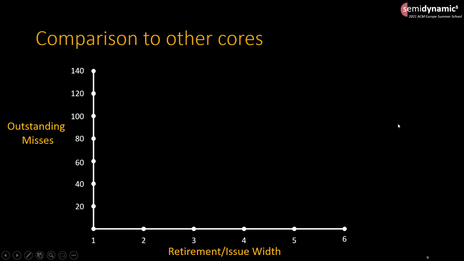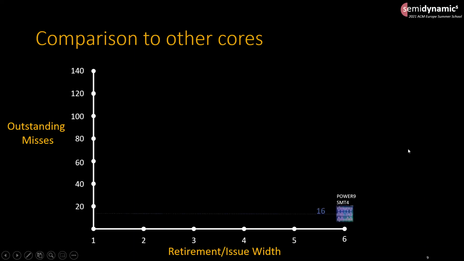Okay, so let's compare with other cores. In this chart, I'm showing you the issue width of cores. Our cores are 2 wide, so they will be here at number 2. There are plenty of cores in the market that issue lots of instructions. And here I'm plotting the outstanding misses as reported in the public literature, right?